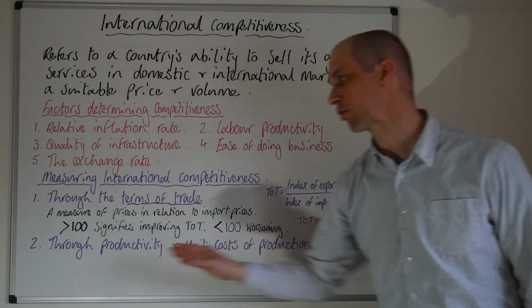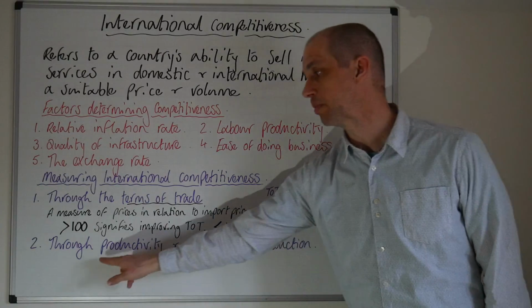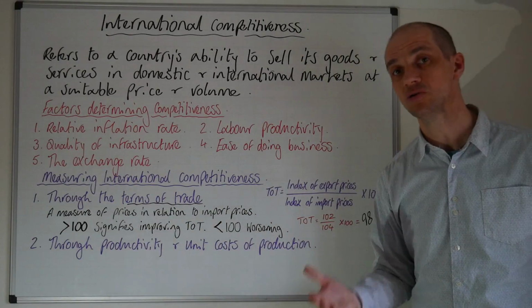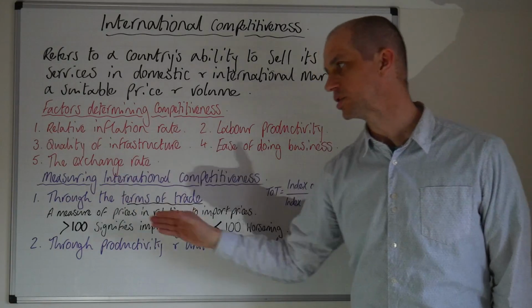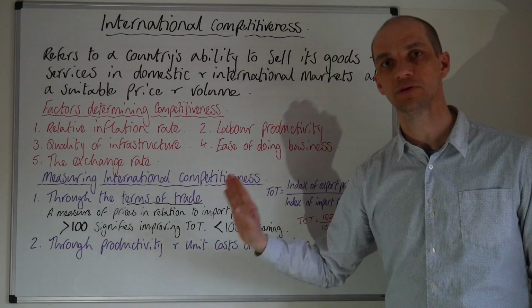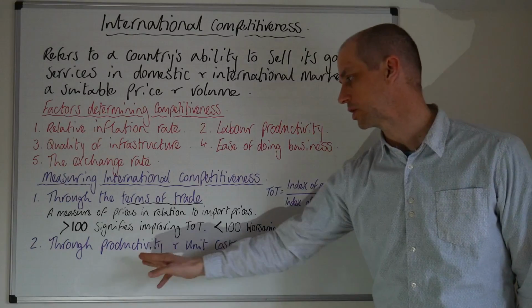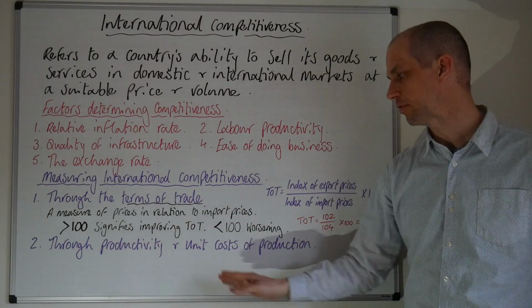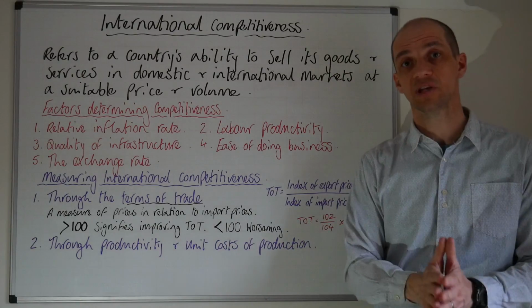And secondly, through productivity and unit costs of production. So this could be labour productivity, and is usually measured in labour productivity, absolutely. So these are our two measures that we will generally use. In multiple choice papers, you may well see them broken down to the labour cost, the actual productivity per hour, as well as the unit cost of production in each of those areas.